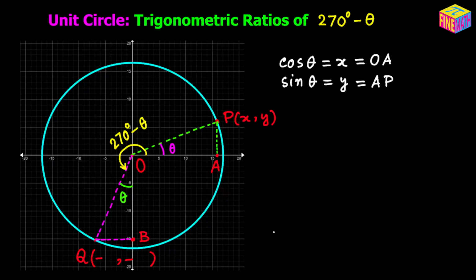And now let's look at these two little right triangles here. The first one is OAP, that is a right triangle because AP is perpendicular on the x-axis. And similarly, the triangle OBQ is also another right triangle because BQ is perpendicular on the negative y-axis. Now for these two triangles, as you can see, their hypotenuse is of equal length because OP and OQ are of the same length. By the way, that is equal to 1 unit because it's a unit circle, and OP or OQ is nothing but the radius of this circle.